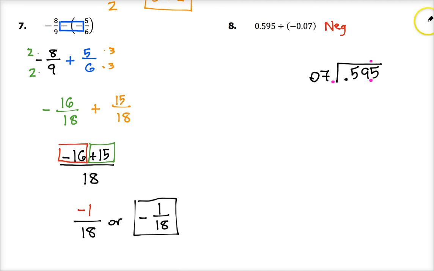So now we're taking 7. 7 won't go into 5, so we're going to try to take 7 into 59. 7 will go into 59 8 whole times, and 8 times 7 is 56. Subtract, I get a 3 here. Bring down the 5, 7 goes into 35 5 whole times, and we're going to be done after that. So this is an 8.5, but remember our answer is supposed to be negative, so really it's negative 8.5.